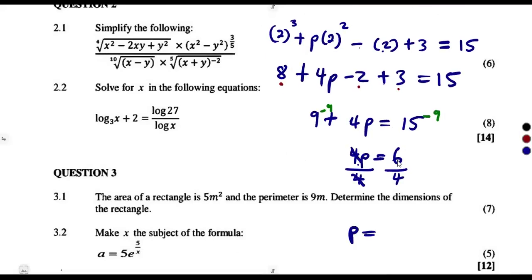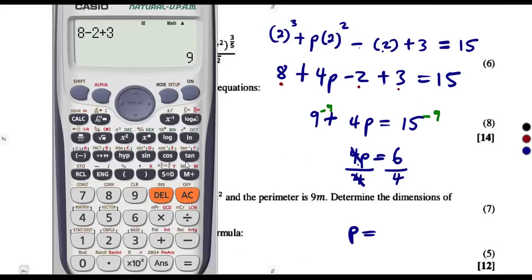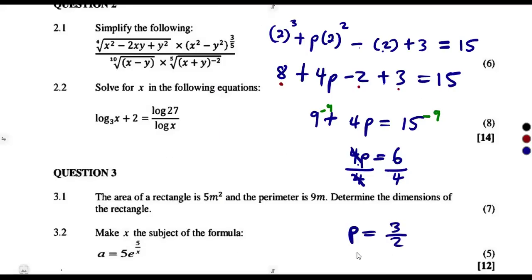So p is equal to what? Divide by 4. On your calculator, guys, 6 over 4. Just use your calculator. 6 over 4. That's 3 over 2, or 1.5. Or you can have it like this, 1.5. It's up to you, guys. So that is it. This is the value of p.